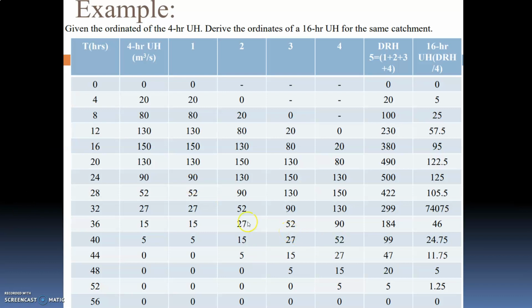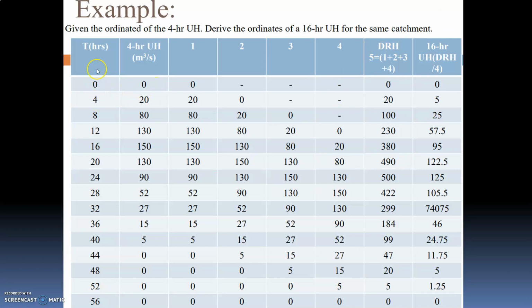Let us take this example. Here is a given ordinate of the 4-hour unit hydrograph. Derive the ordinates of a 16-hour unit hydrograph for the same catchment. Only the first and second columns are given, and this is the answer solution.